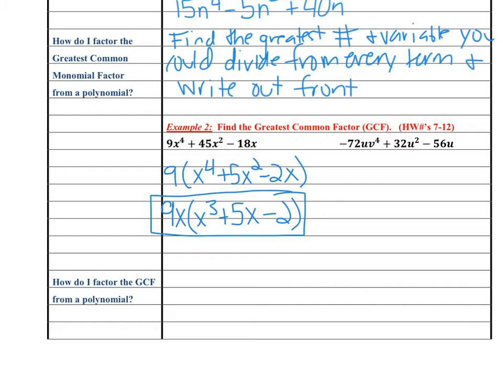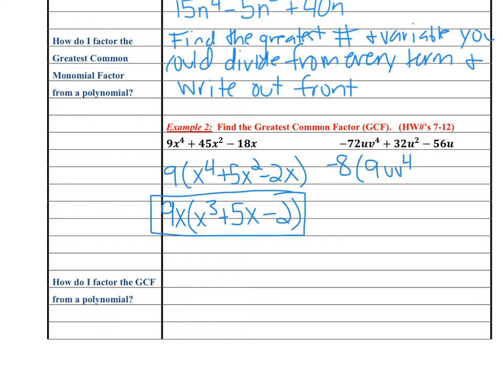Looking at the next one. The largest number that I could take out from this would be 8. All three parts of that are divisible by 8. You could pull out a negative 8, or you could pull out a positive 8. It's up to you, depending upon what you want that first term to look like. I think I want my first term to be positive, so I'm going to pull out a negative 8. That way, when I divide negative 72 by negative 8, I get a positive 9, and my letters are still in there.